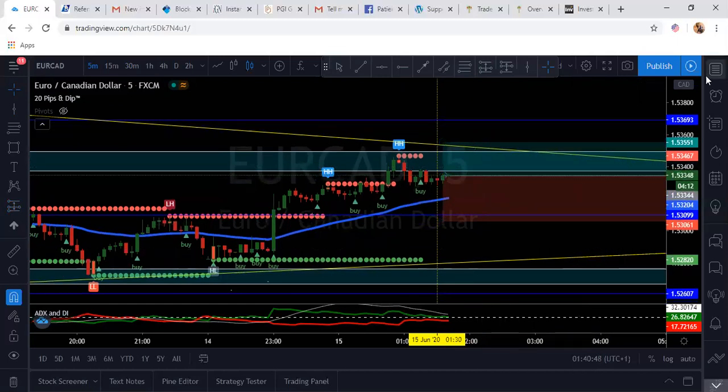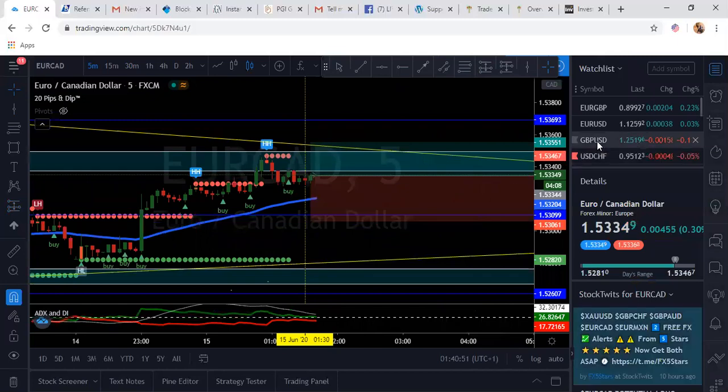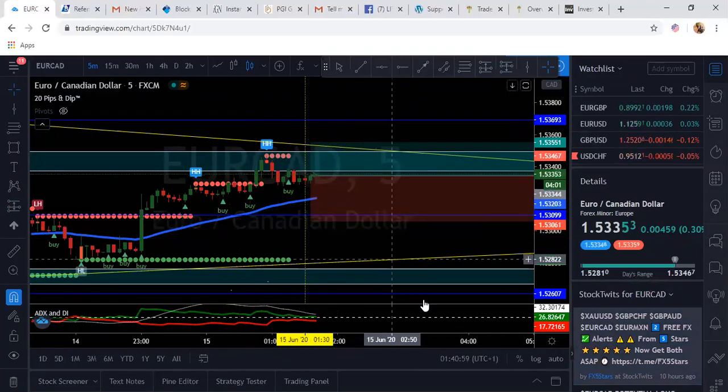You move to another pair and you do what? You analyze the next pair you're looking at, and you hit your market execution. It's as simple as that, guys.